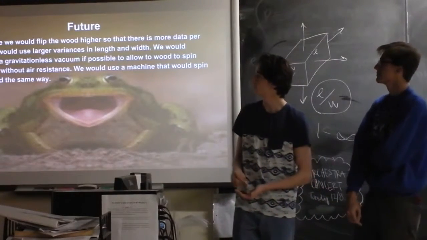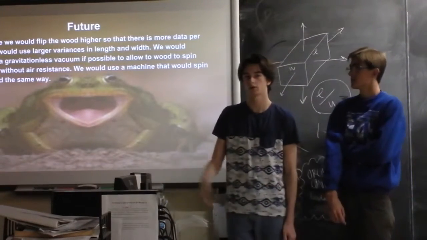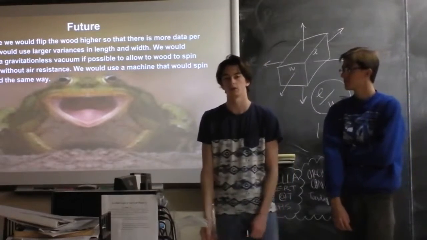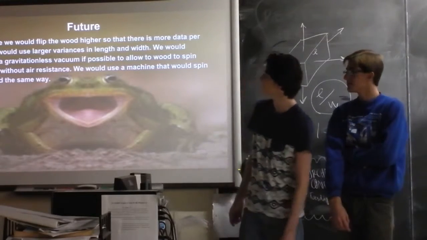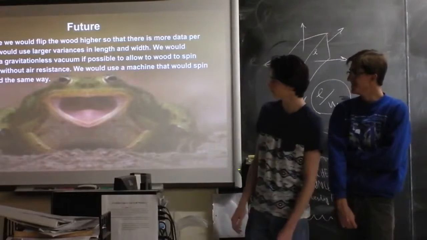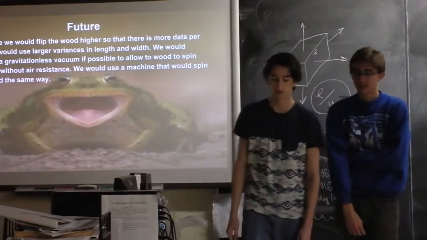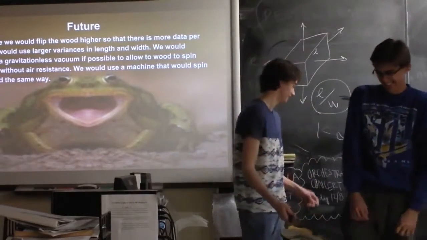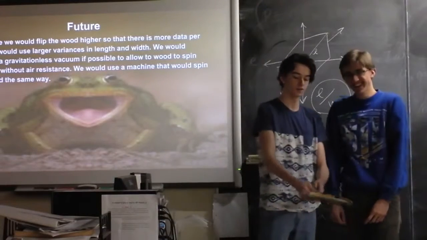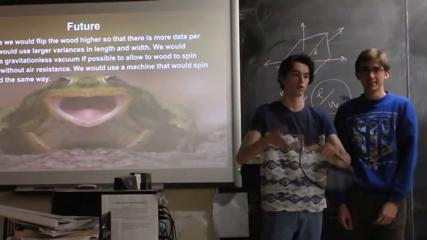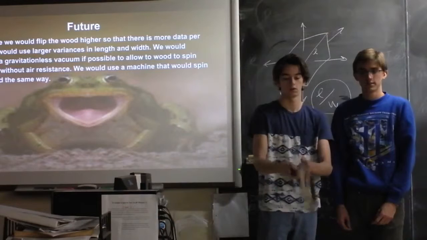In the future, we would flip the wood higher so there'd be more flips per throw, and we could get more spins per flip. More data. Can you define spin and flip? We did. This is a flip when it's normal, and then a spin is when it does.